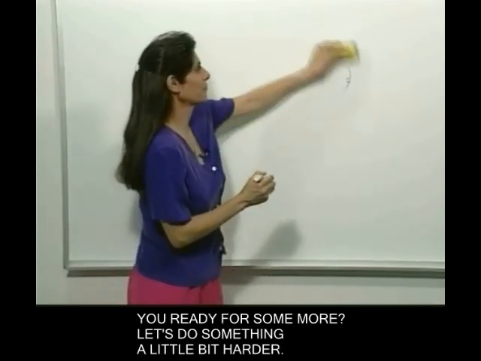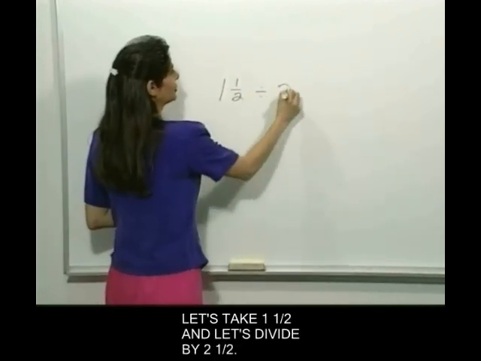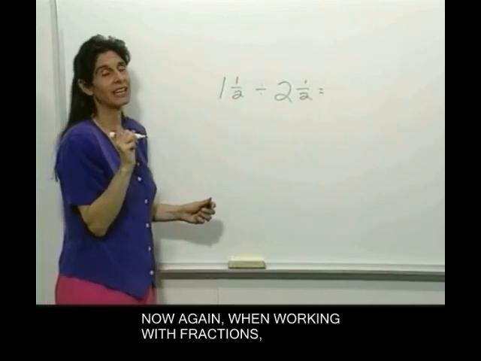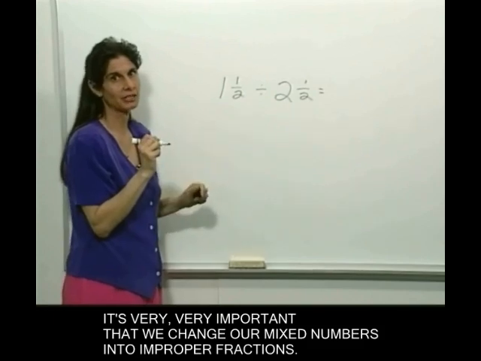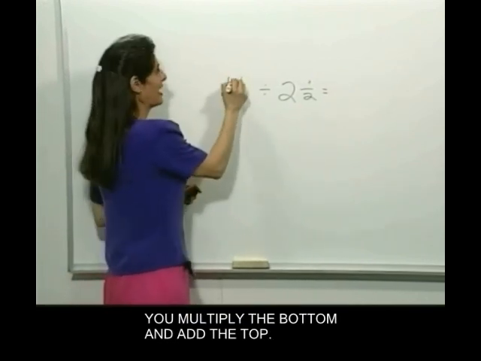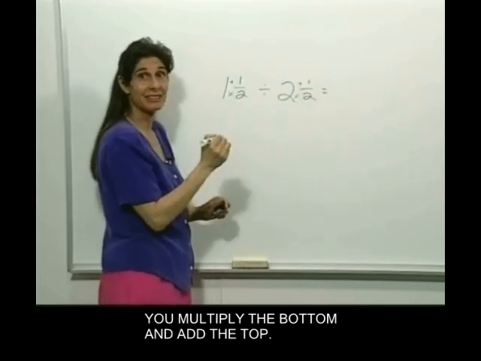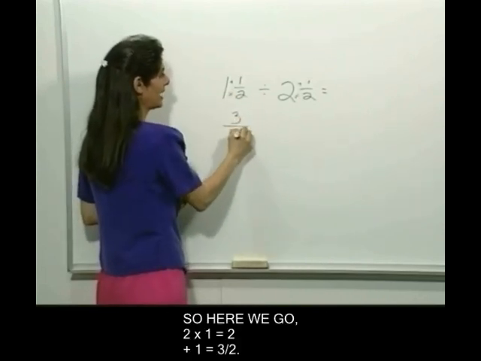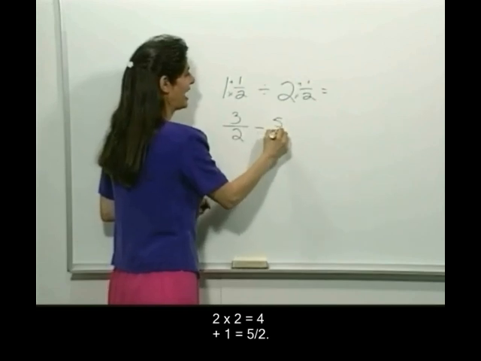Okay, you ready for some more? Let's do something a little bit harder. Let's take 1 1/2 and let's divide by 2 2/2. Now again, when working with fractions, it's very, very important that we change our mixed numbers into improper fractions. And how do we do that? Come on, you remember. You multiply the bottom and add the top. So here we go. 2 times 1 is 2, plus 1 is 3 halves. 2 times 2 is 4, plus 1 is 5 halves.